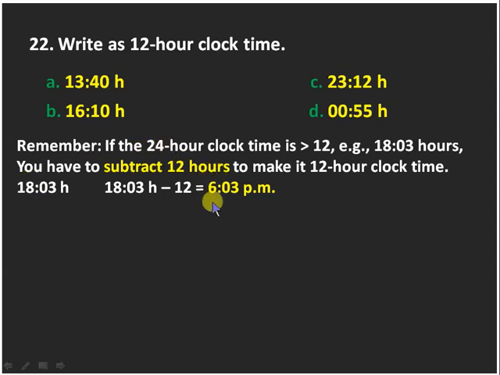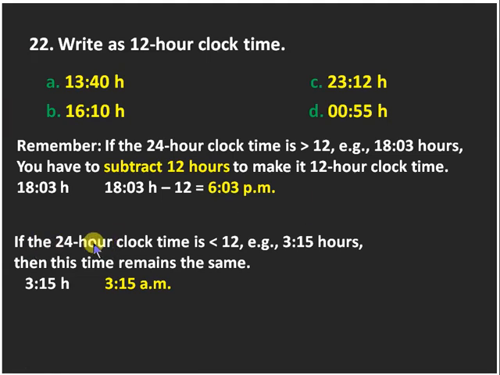Yes. Example 18:03, 18 is greater than 12, so you have to subtract 12 from 18. It becomes 6. When you subtract 12 from 18, it becomes 6:03 p.m. Okay, 6 hours 3 p.m. Now if the 24-hour clock time is less than 12, for example 3:15 hours, then this time remains the same, no change, and you have to write am. In the above case you have to write pm, and here you have to write am.